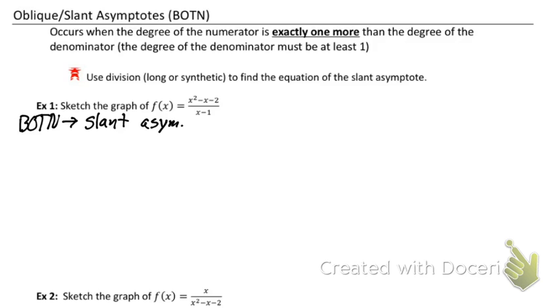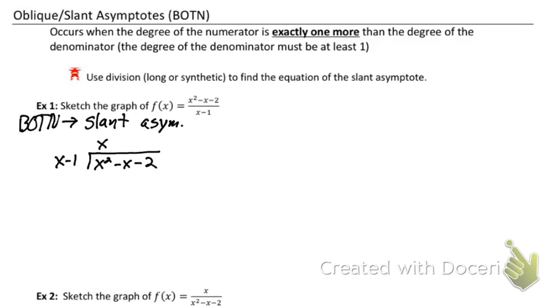So long division would look something like this. I'll put x minus 1 on the outside. Inside our little division bar, we have x squared minus x minus 2. With long division, we look at our x squared. We ask how many times does x go into x squared? Well, that's x number of times.